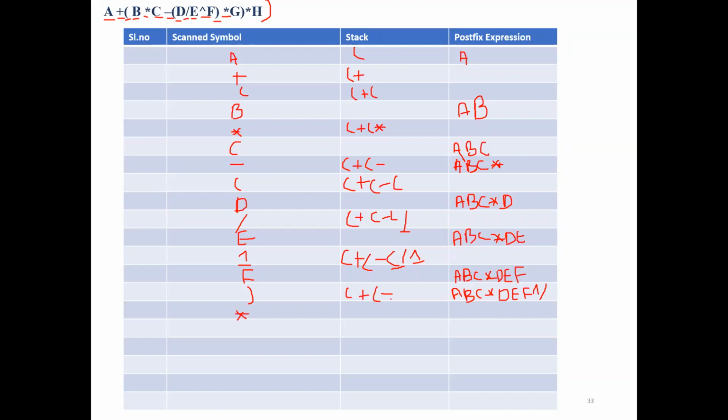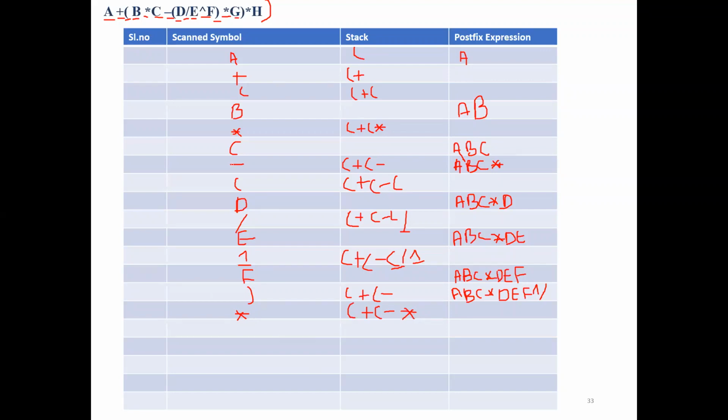So for the multiplication symbol, you have on top of the stack a minus operator, which has less precedence. The incoming operator has more precedence. So what are we supposed to do? We just have to push it onto the stack. So it is like left parenthesis, then addition, one more left parenthesis, one minus symbol, and on top of the stack we have this multiplication operator. We just pushed it onto the stack.